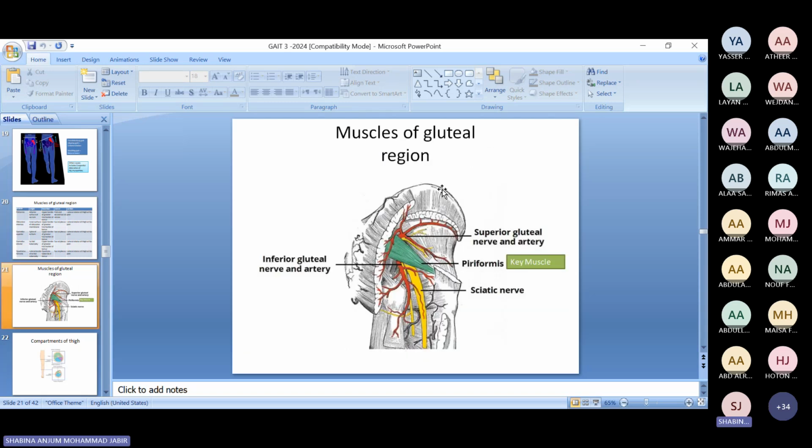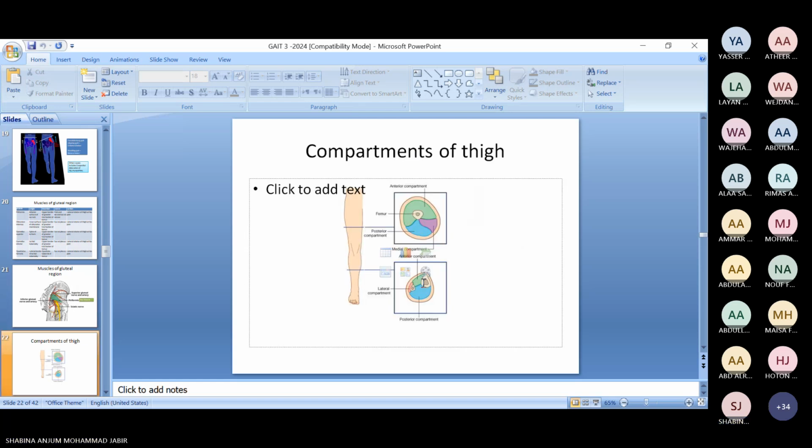So this is the gluteal region. When you remove the gluteus maximus and medius, you can see this is the piriformis muscle. This is also called the key muscle, because above and below this, you can see there are important structures. There are important nerves which are mostly below. Do you remember the greater sciatic foramen and lesser sciatic foramen from the previous lecture? Yes. Okay.